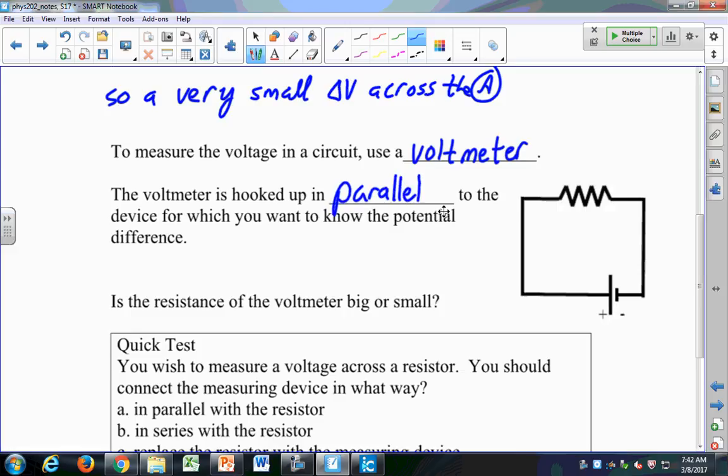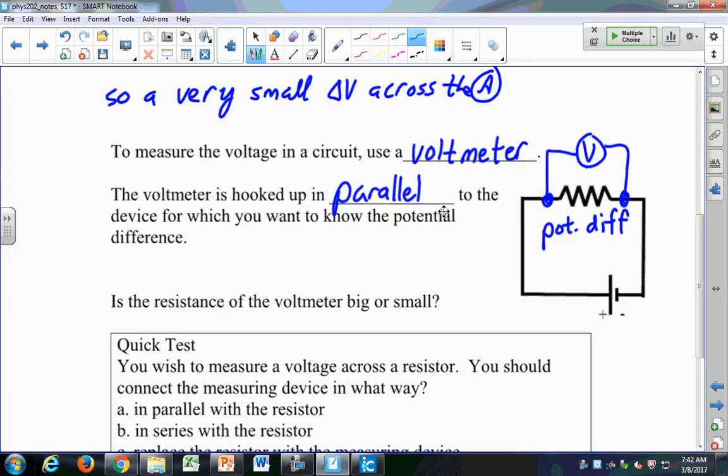So if I wanted to know the voltage across this resistor, I would hook up my voltmeter like this. And it would measure the potential between this point and this point. That's why we call it a potential difference. It measures the potential difference between those 2 points.